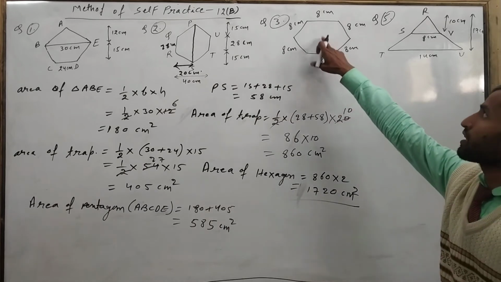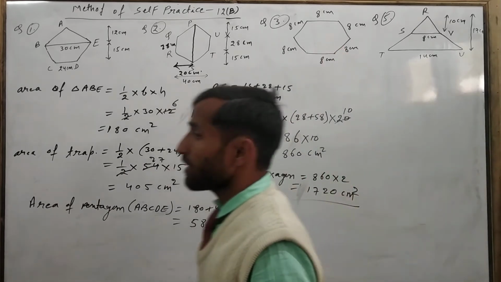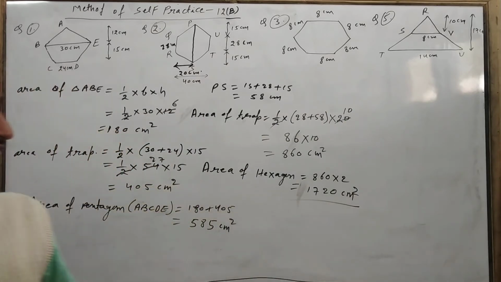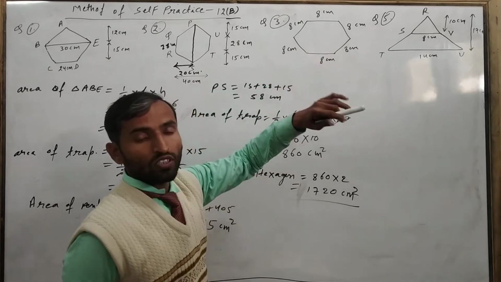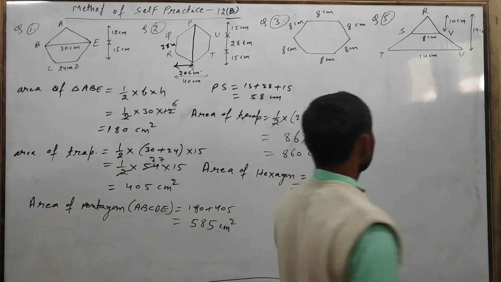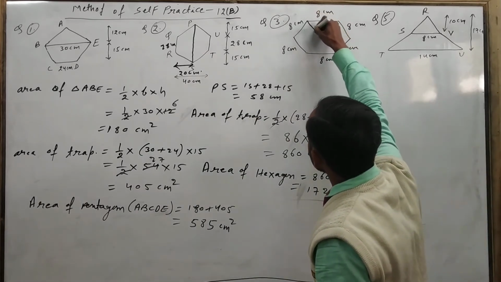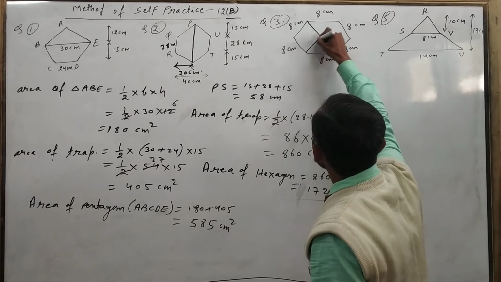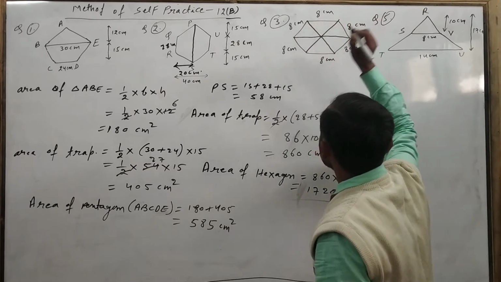Now in the third question here also a hexagon is given and all sides are 8 centimeter, because it is a regular hexagon. This one is the regular hexagon, means all sides are equal. Now we have to find the area of this hexagon. How will we find it? First of all, we will just join all the diagonals here. Then the figure will come like this.